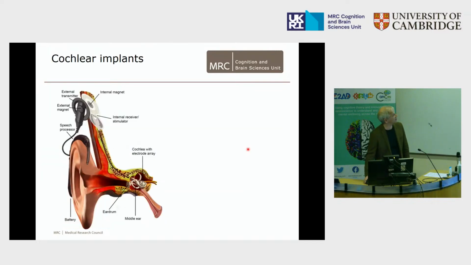So here's how it works. If you look at this part here, this is a microphone behind the ear. It looks a bit like a hearing aid. And it's connected to a speech processor, which is essentially determining what the pattern of electrical stimulation is going to be for each of the electrodes in the cochlea. That information is transmitted across the skull using a radio frequency transmitter, which has got a little magnet in it. And inside the skull, there's a receiver, which has also got a magnet, which allows you to hold it in place.